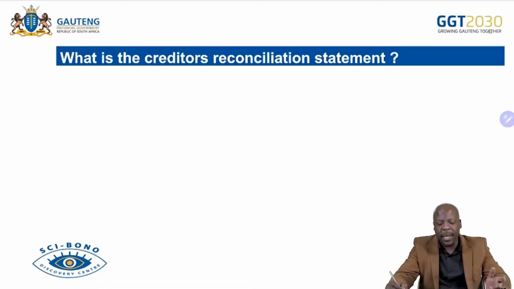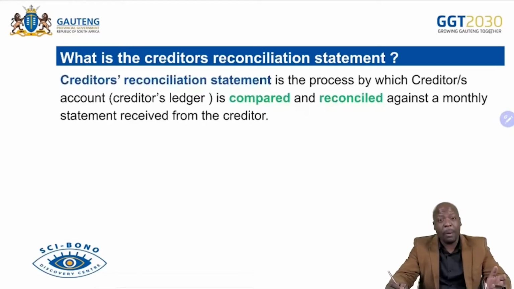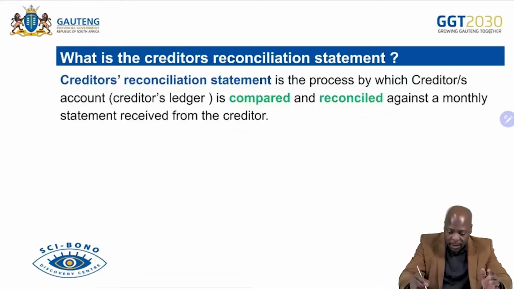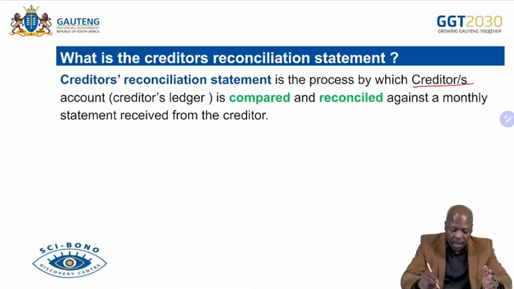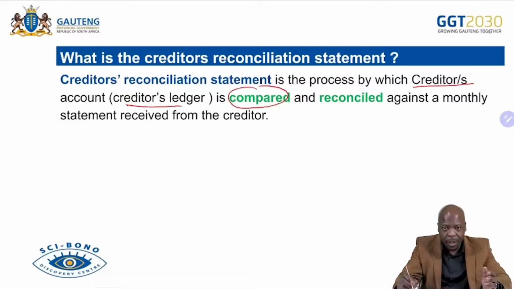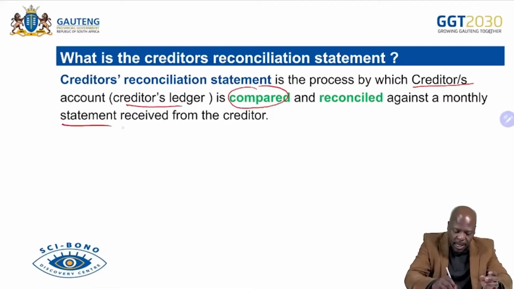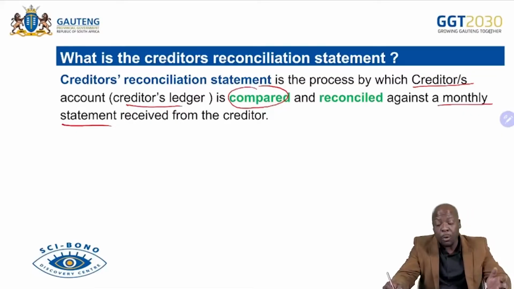Now, what is the creditors reconciliation statement? When you talk about the creditors reconciliation, what is it exactly? The creditors reconciliation statement is the process by which the creditors account, which is in the creditors ledger, is compared. So there has to be a comparison. It is compared and reconciled against a monthly statement. This is very important where we are going. So it has to be compared and reconciled against a monthly statement which we receive from the creditor.